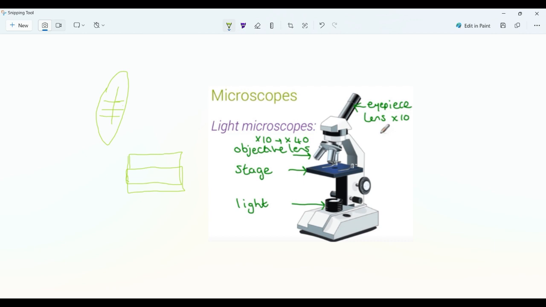So again, just cut a piece, place on a slide, stain it so we can see it properly, cover it with another slide, and then put it on the stage.